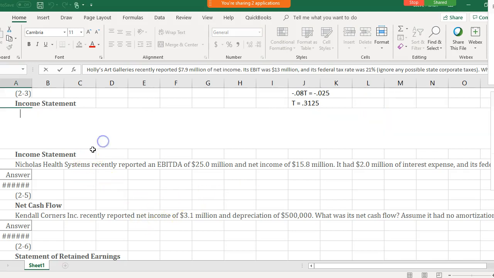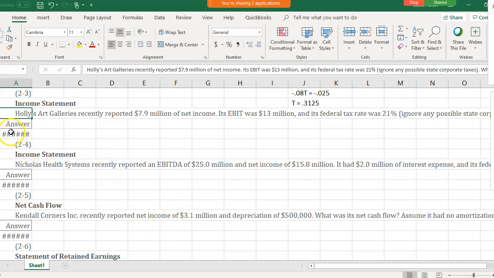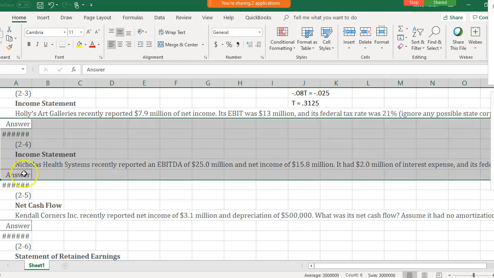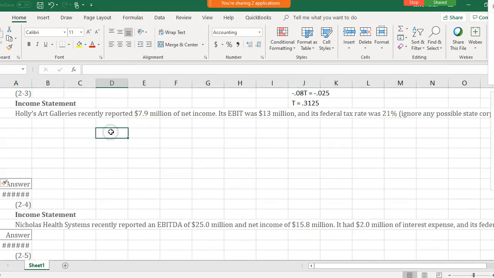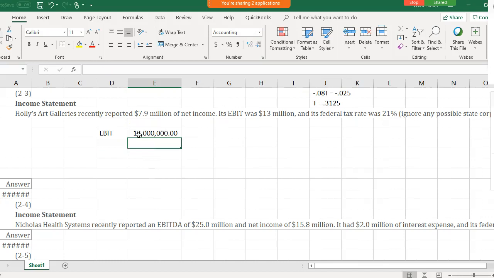So I'm going to insert some rows here, because otherwise we're not going to be able to solve for this. Let me do an insert here quick. I'm going to build just a little mini income statement. We start out with EBIT, earnings before interest and tax. Just think all my revenues minus all my expenses equals 13 million.